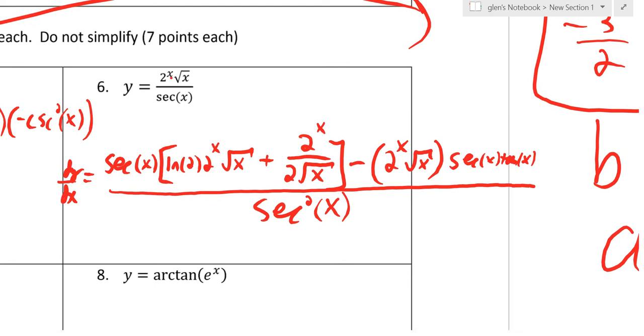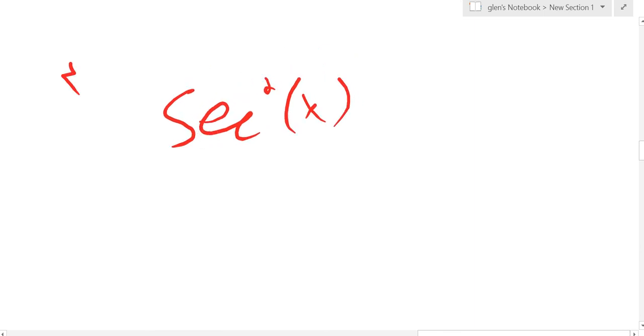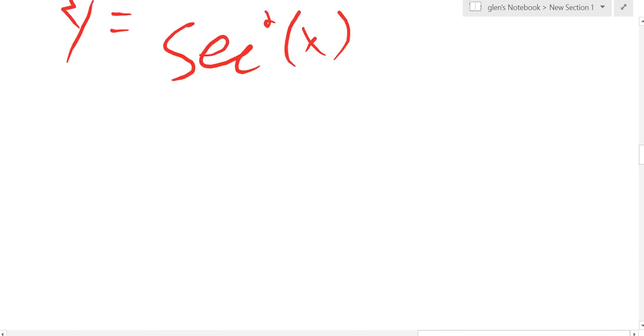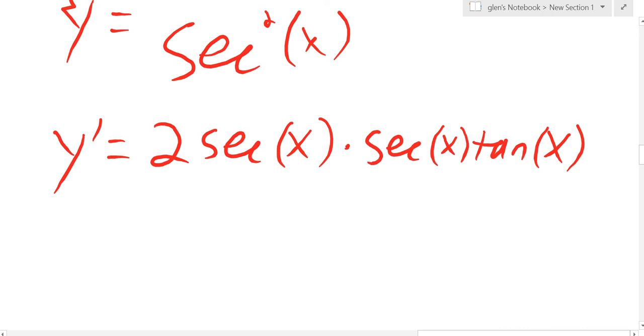If you had to derive secant squared of x, so let's say this was y, when you derive that, you get y prime. Anytime you derive anything squared, you get 2 times that thing to the first power. That's just like x squared, 2x. Then you multiply that by the derivative of the inside thing by chain rule. And you could put those secants together.